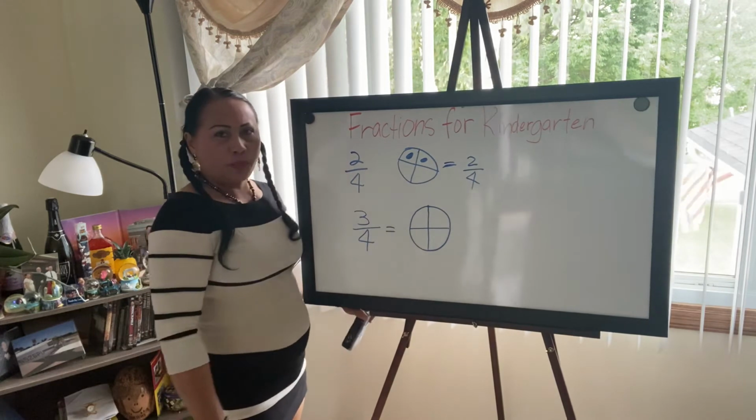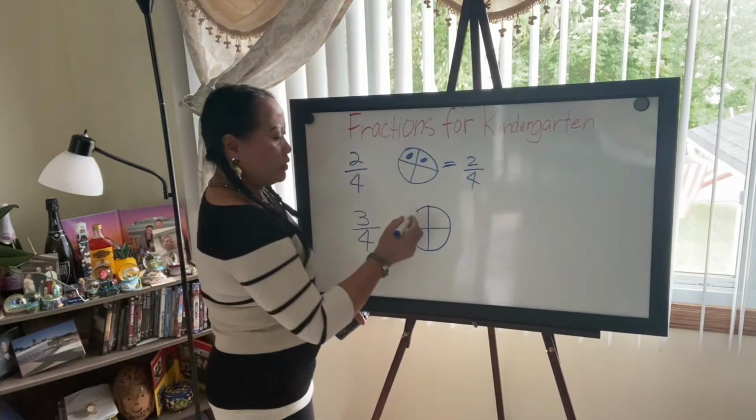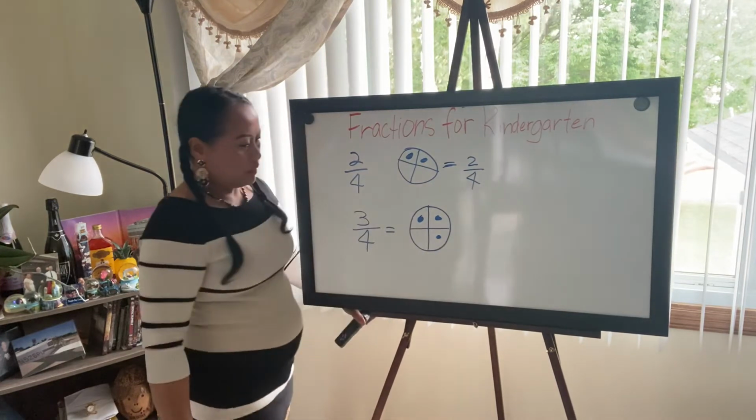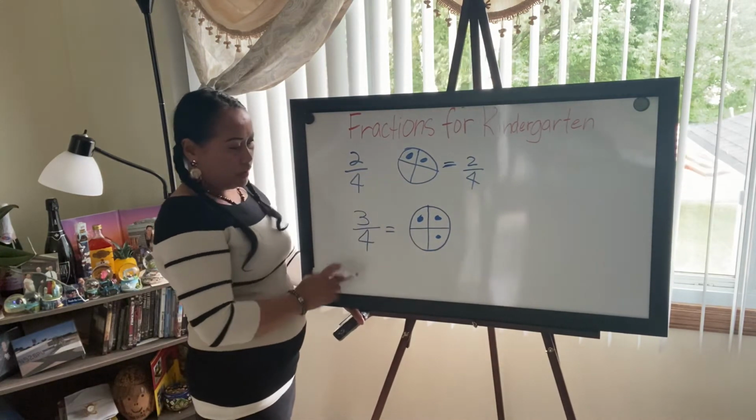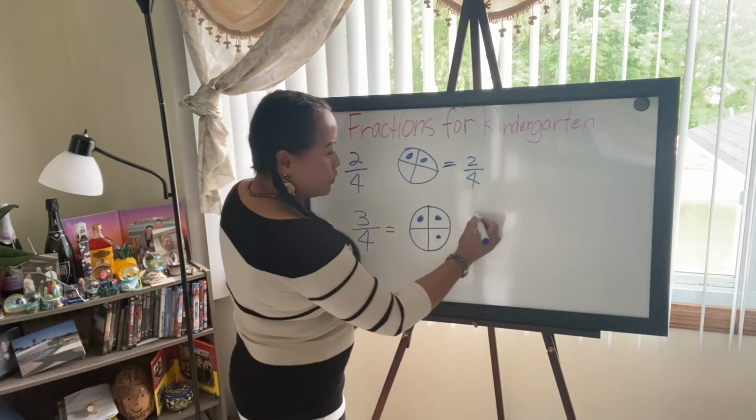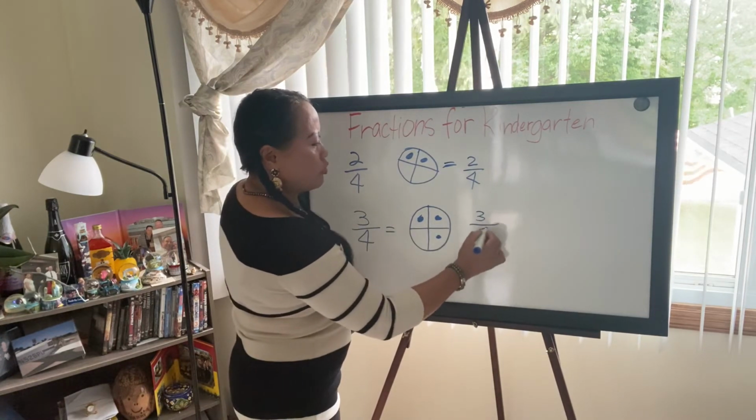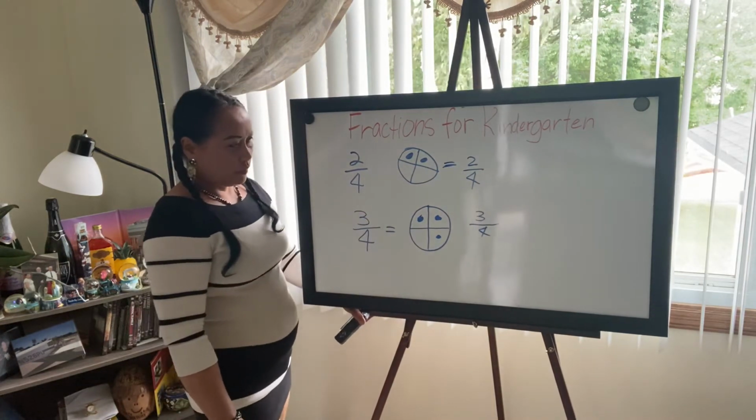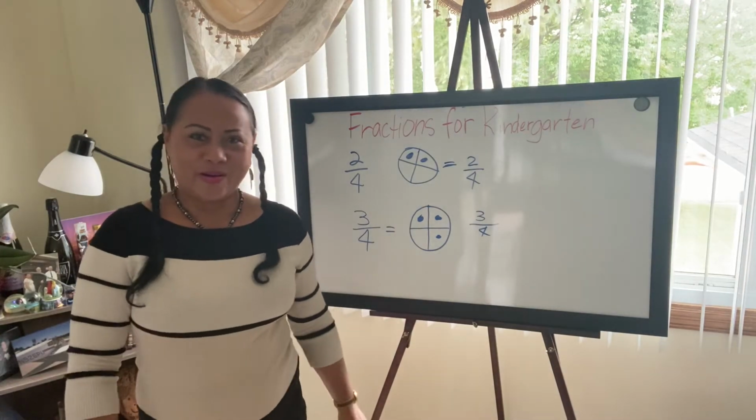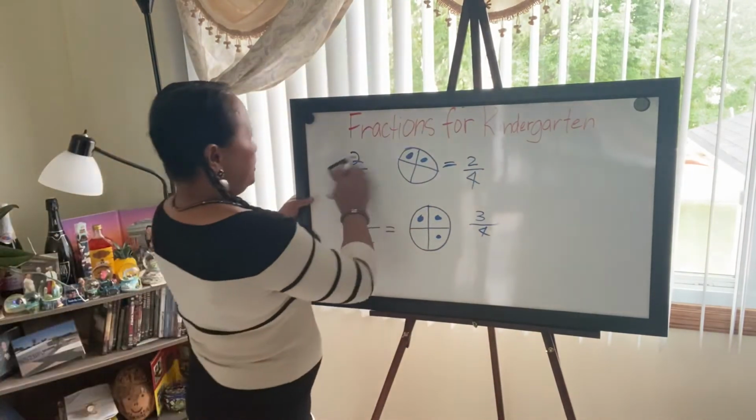So how many shaded parts are here? The shaded part is always the numerator, 3. So 1, 2, 3. That is the interpretation of the drawing in this fraction. So write 3. And then after that, count all the parts: 1, 2, 3, 4. So it is 3 over 4. Okay? Did you understand now? Okay, very good.